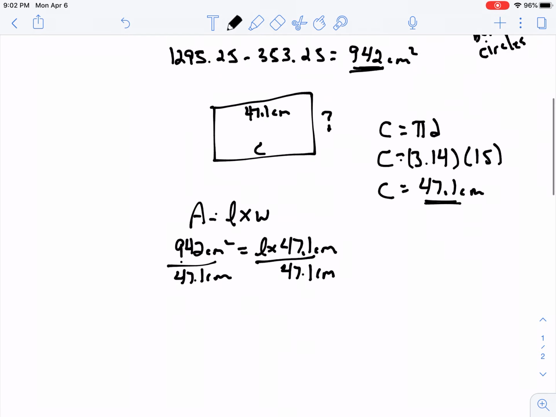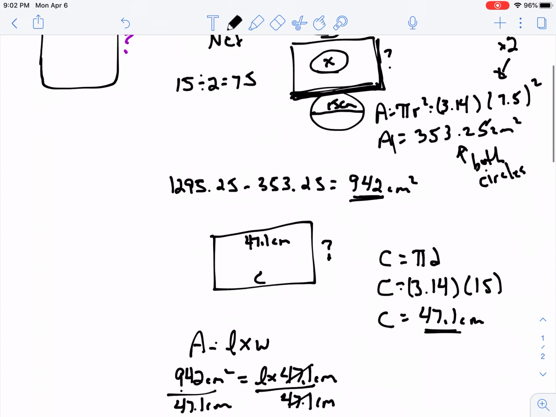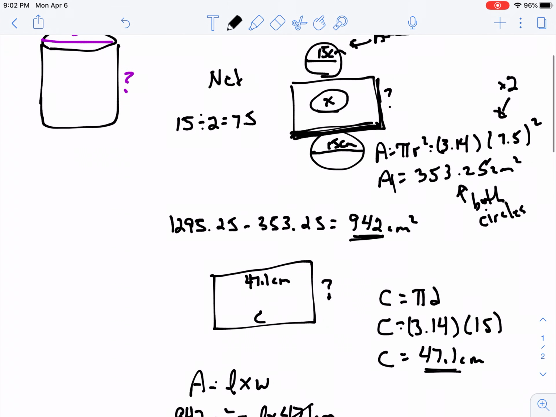So now, when I do this, these cancel, leaving me with my length, and 942 divided by 47.1 should be 20 centimeters. And I just figured out how long that section is. So what I'm doing, guys, just so you understand, is working with what I know, getting rid of things until I have a number that is just representative of my unknown.